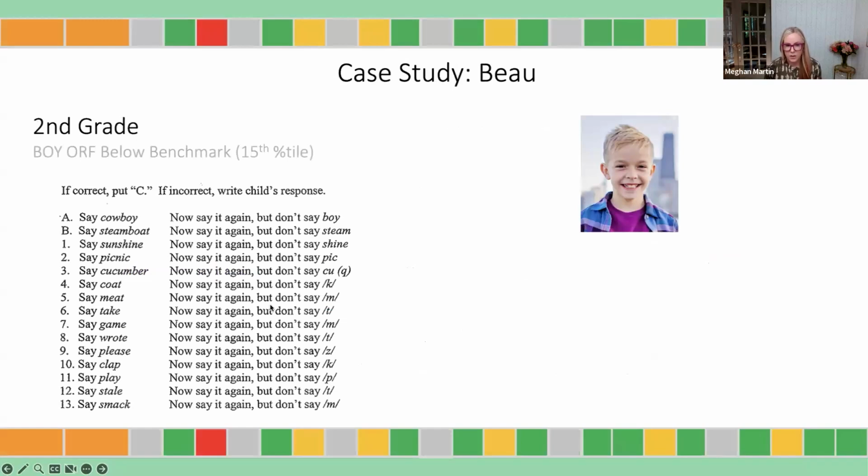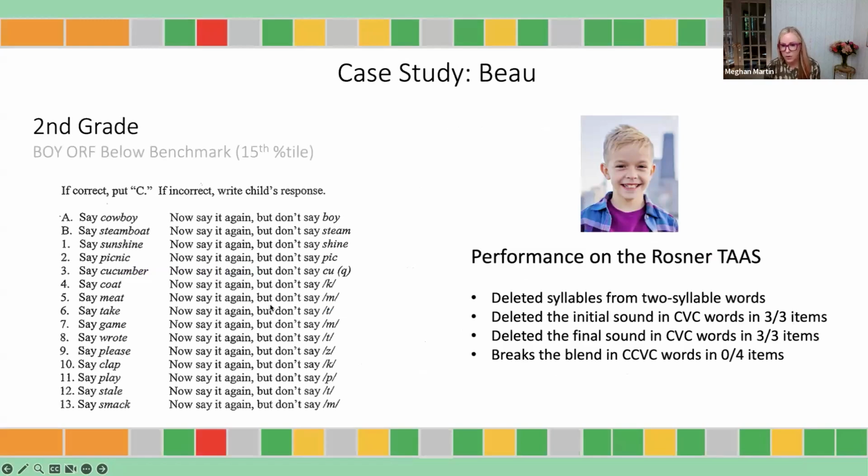All right, so let's look at how Bo did on the Rosner. So he was able to delete syllables from 2 syllable words. He was also able to delete the initial sound in a 3 sound word in 3 out of 3 items. And then he also deleted the final sound in those 3 sound words. Where he really had a lot of trouble was at that 4 sound level. Once those blends came in, he was 0 out of 4 accurate. Next slide.